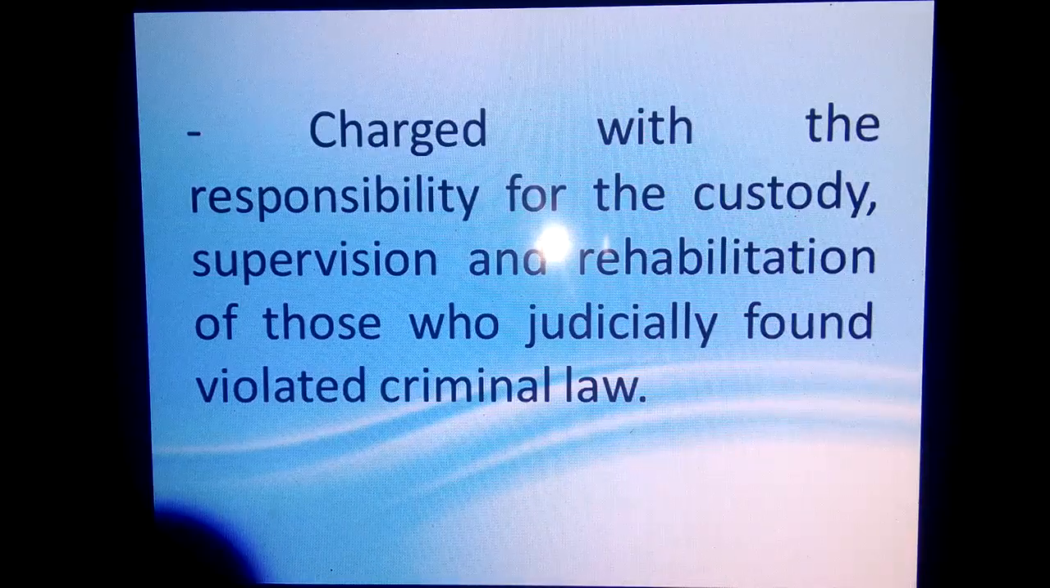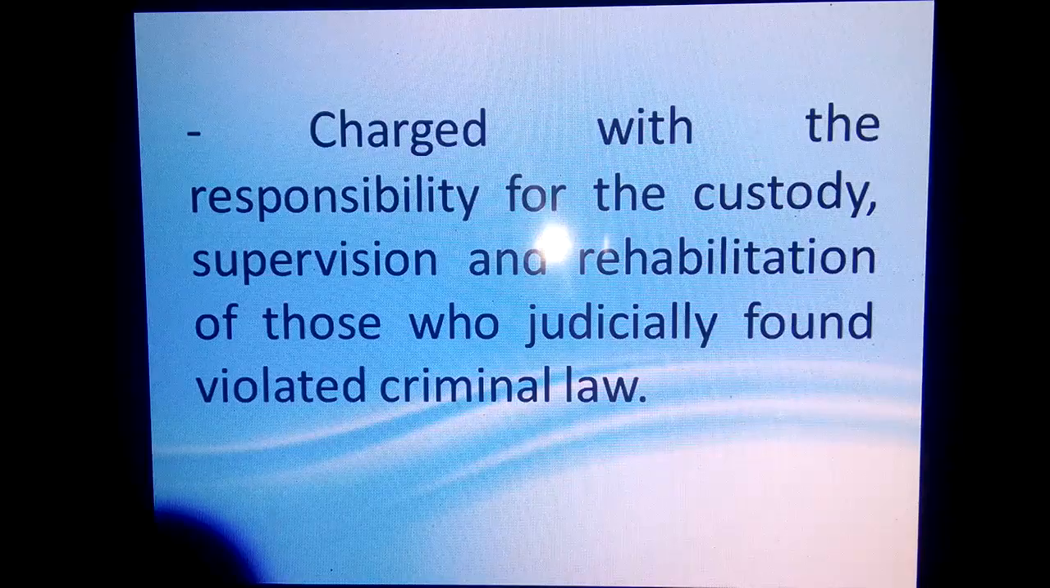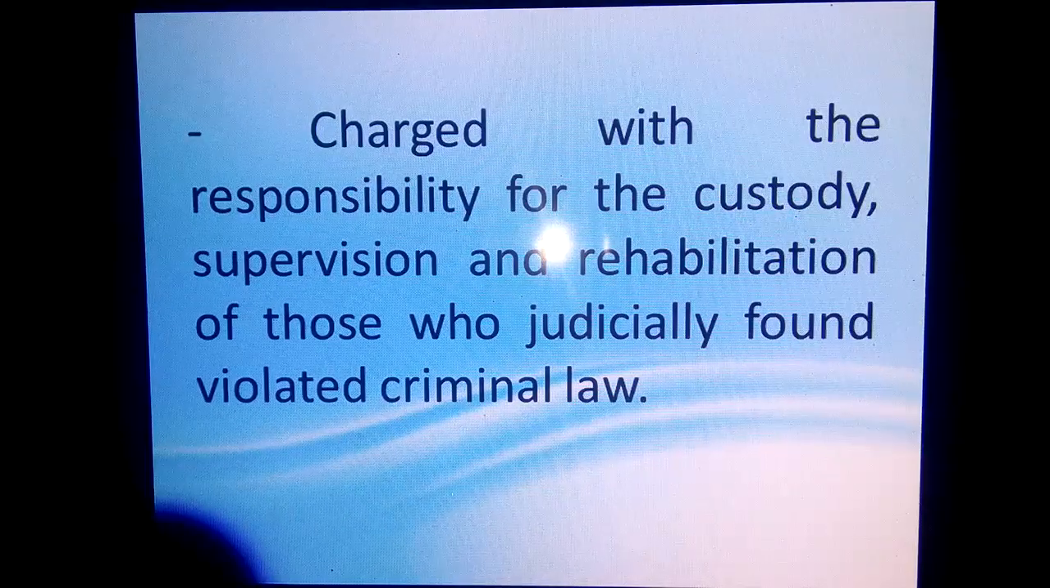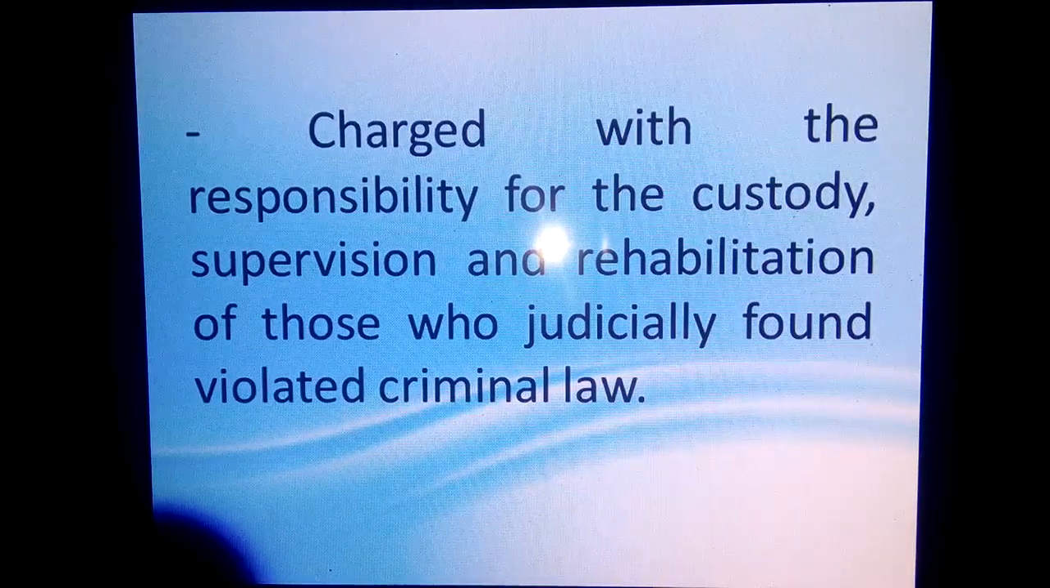Moving on, it is also in charge of the custody. As we discussed already a while ago, custody means taking care of, or to watch over or look after, the persons deprived of liberty under their authority, and to supervise and rehabilitate those who are judicially found to have violated criminal law. Meaning to say, as I said earlier, these are the people who were sentenced by the court as to the number of years of sentence to be served inside the penal institution.